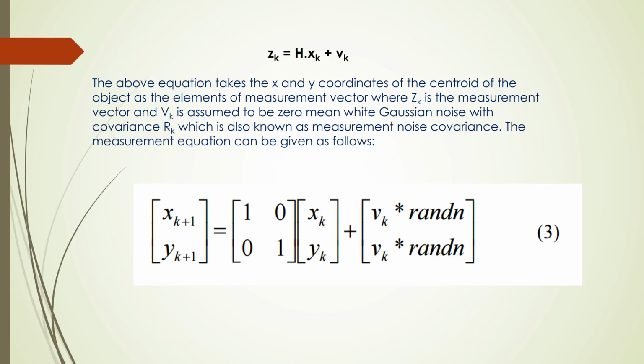The equation takes the x and y coordinates of the centroid of the object as the elements of the measurement vector, where zk is the measurement vector and vk is assumed to be zero mean white Gaussian noise with covariance rk, which is also known as the measurement noise covariance. The measurement equation can be given as follows.